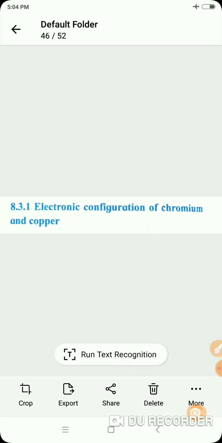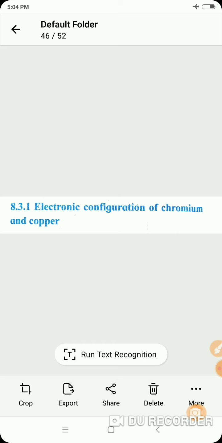Today we discuss the next and further part of the chapter, Transition and Inner Transition Elements, chapter number 8. In the previous video, we learned the position of transition elements in the modern periodic table. After the position, we learned the electronic configuration of the transition elements, particularly 3d series elements, which are placed in the fourth period. So now today we discuss the next and most important part, that is the electronic configuration of chromium and copper.